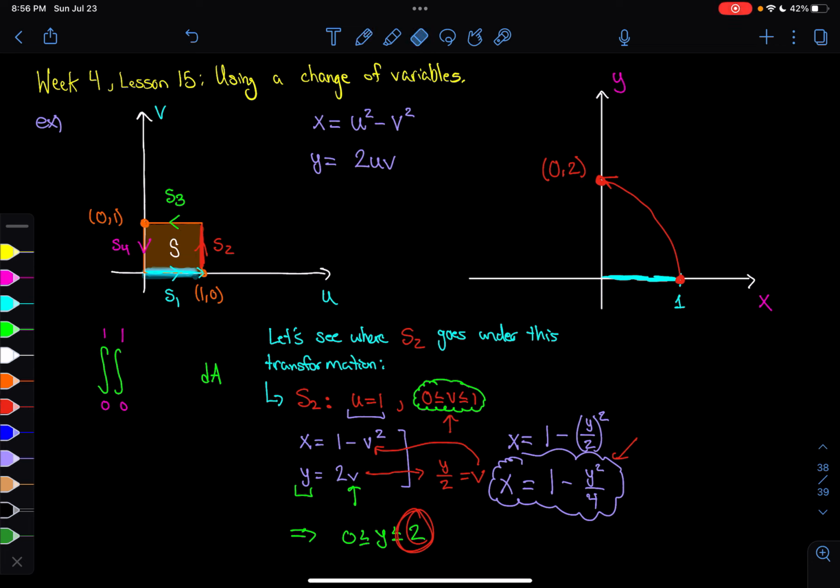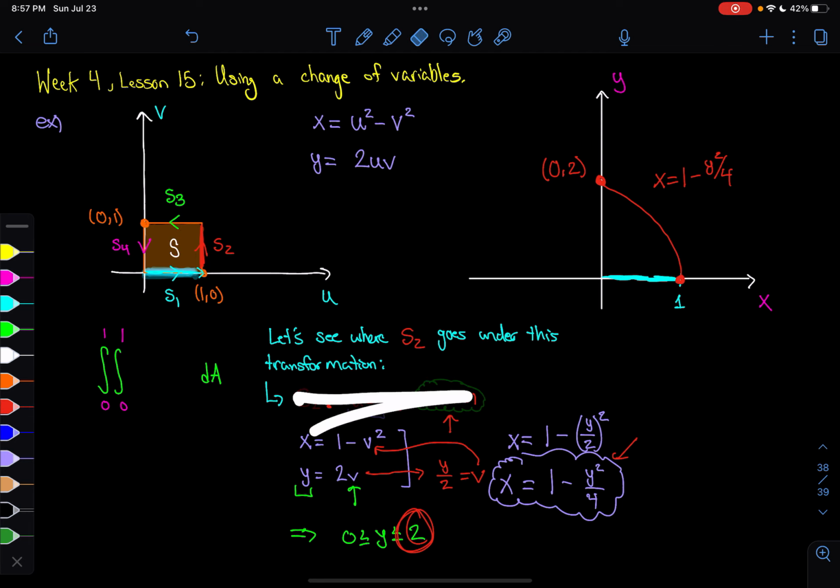So maybe I'm not going to put this little head. So this is basically that part of the graph. Okay, this right here is our S2. That's what our transformed S2 becomes in x and y land. It is this parabola, x equals 1 minus y squared over 4, for the values of y that go from 0 to 2. Okay, now let's keep on going now that we're kind of getting the hang of this.